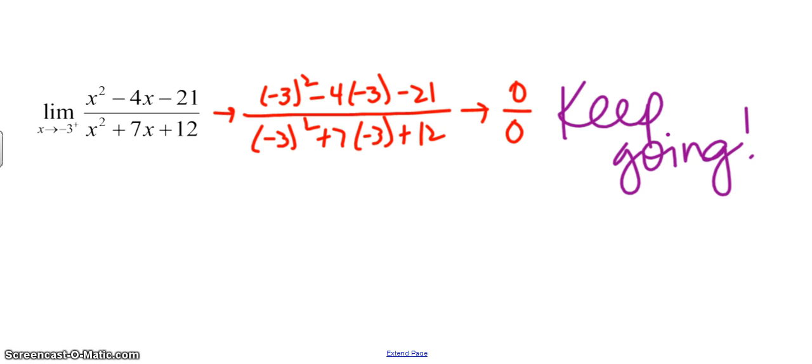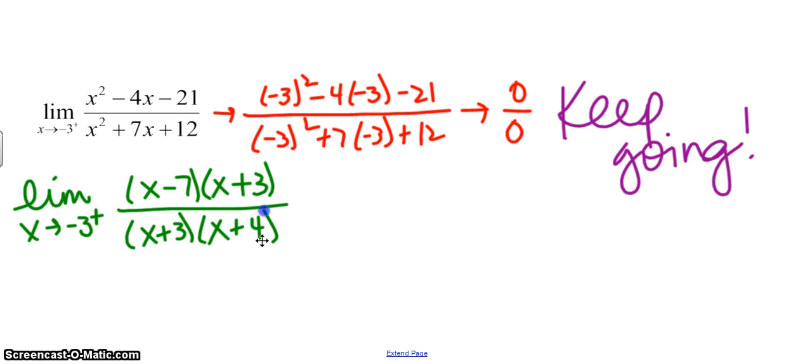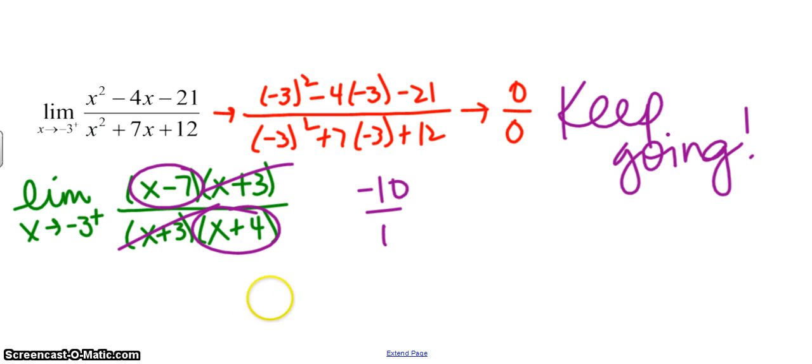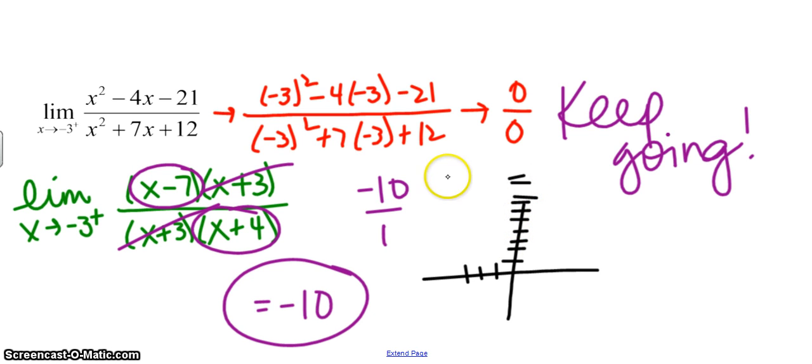And again, our method to try to keep going is to factor. So what I'm looking for is the limit as x approaches negative 3 from the right. This is going to be x minus 7, x plus 3, over x plus 3, x plus 4. These can cancel. Now when I plug in negative 3, I get negative 10 over 1. So my limit is equal to negative 10. Again, that means that on your graph, there is a hole at negative 3, negative 10.